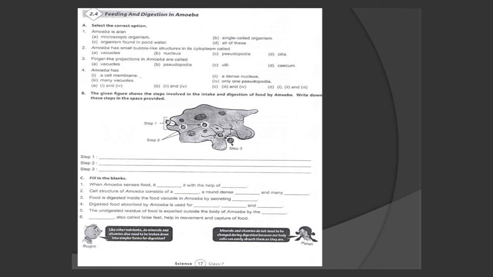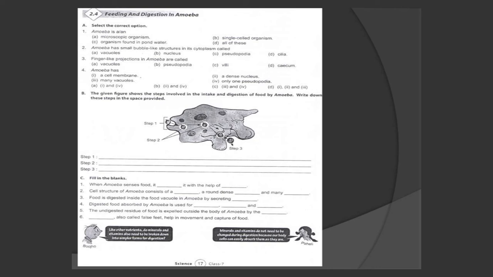Question 5. Undigested residue of food is expelled outside the body of amoeba by the vacuoles. Then question 6. Pseudopodia, also called false feet. Pseudo means false, podia means feet. Pseudopodia help in the movement and capture of food. So fill up: first, traps and pseudopodia. Second, cell membrane, nucleus, vacuole. Third, digestive juices. 4, growth, maintenance and multiplication. 5, vacuole. 6, pseudopodia.